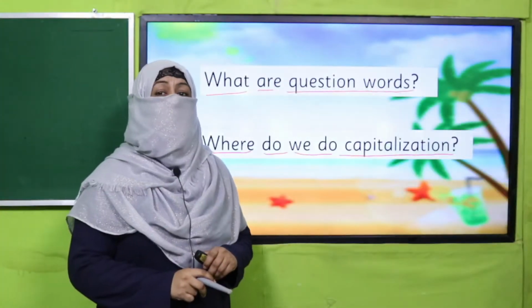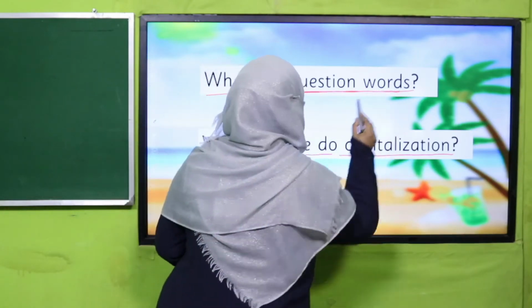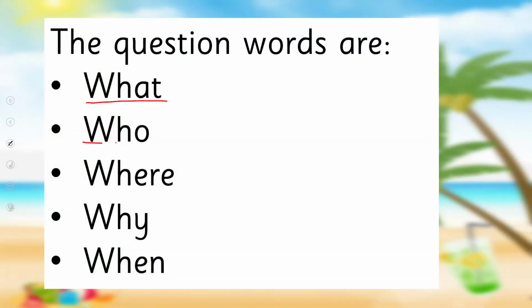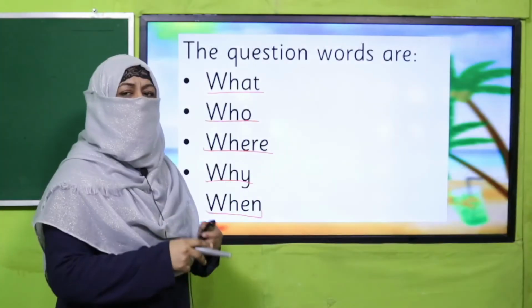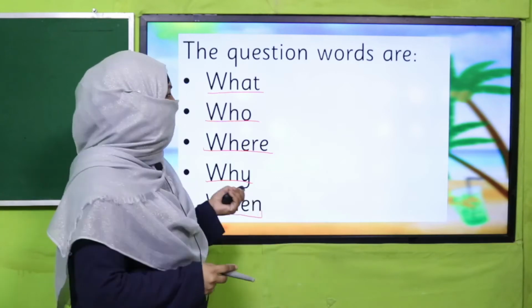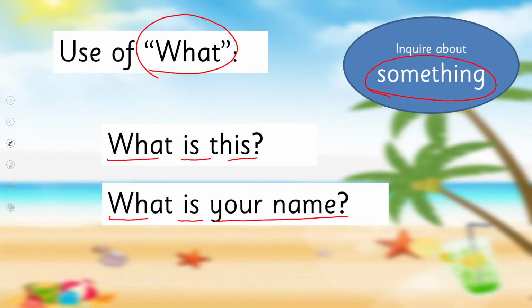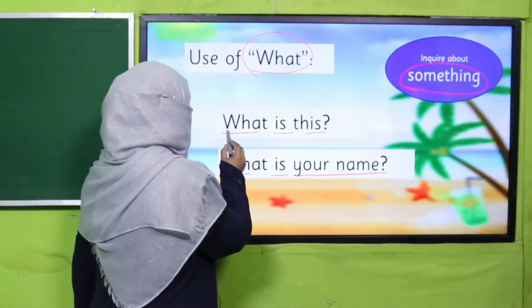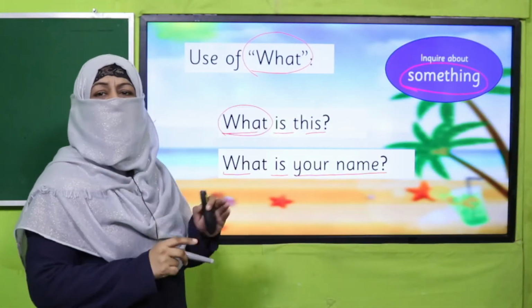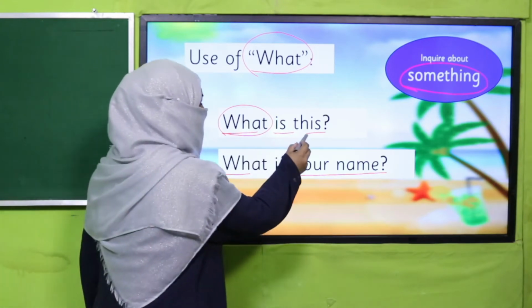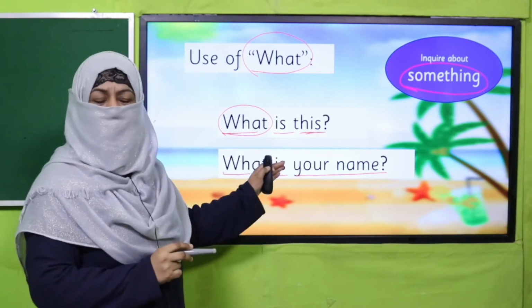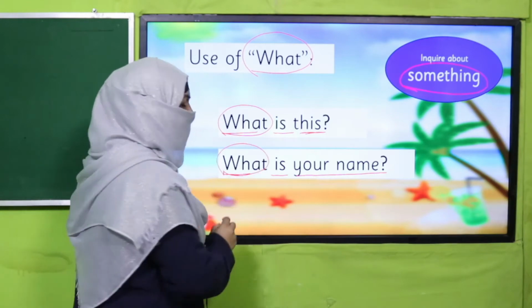Yes, my dear students, I hope you remember about question words. That question words are what, who, where, why, when, and we use these words according to the need of the sentence. For example, we use what when we inquire about something. What is this? What is your name? Okay, and when someone says what, it means you have to answer. What is this? So you have to tell the name of that object. What is your name? So you have to tell your name.